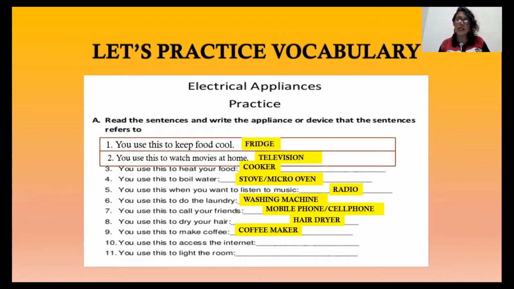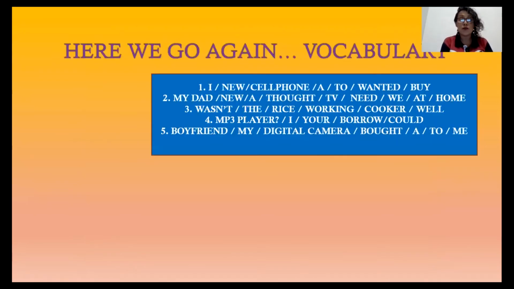And 10, use this to access the internet. Well, we know that we can access it from our cell phones or mobile phones, but we can also use other appliances like a laptop or computer. And 11, use this to light your room. It could be a lamp, or we can also say lights or light bulbs, okay? Very well. So now we continue with another practice about vocabulary.